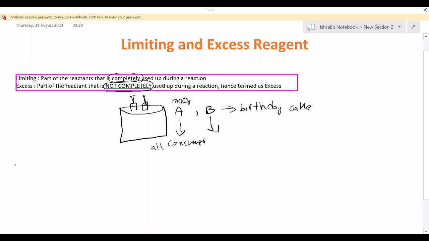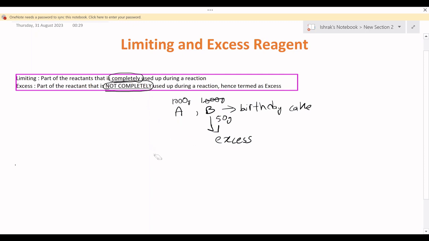Let's say we had 1,000 grams. We used it all. And this one also we had 1,000 grams. But yeah, we have maybe, let's say, 50 grams still left. So this is our excess. So anything that is left over is known as the excess reagent. So this is a pretty simple way to understand it.